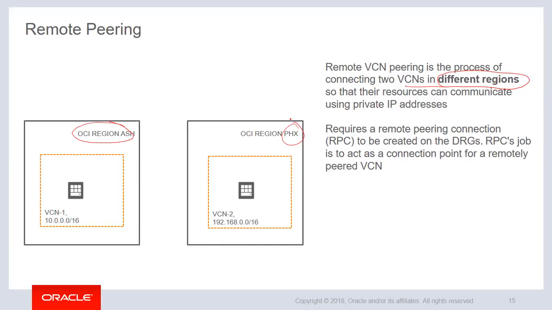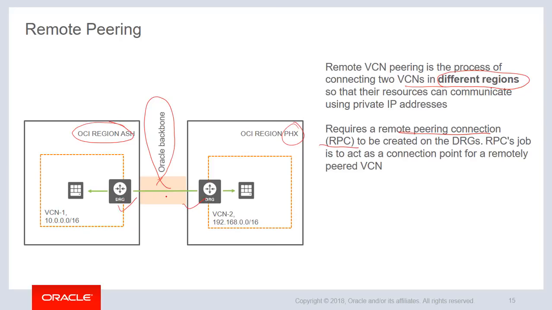We saw earlier that the dynamic routing gateway was used to route traffic to destinations outside, to your on-prem environment. But in this case, it's an exception where you are also using the dynamic routing gateway to reach the other OCI region. So we create the 2 DRGs here, and we create a remote peering connection on those 2 DRGs. What we are trying to do is send the traffic through the Oracle backbone. So the traffic is going through the Oracle network, and it's not traversing the internet.